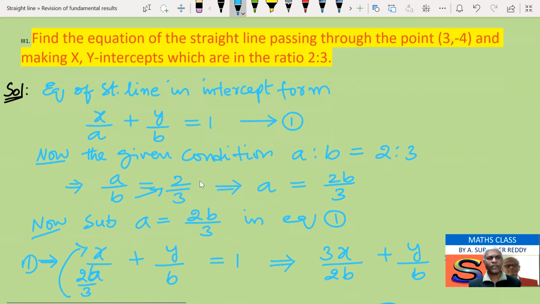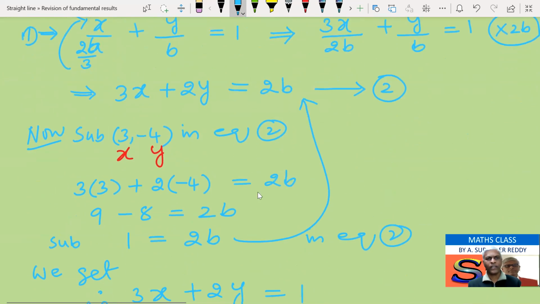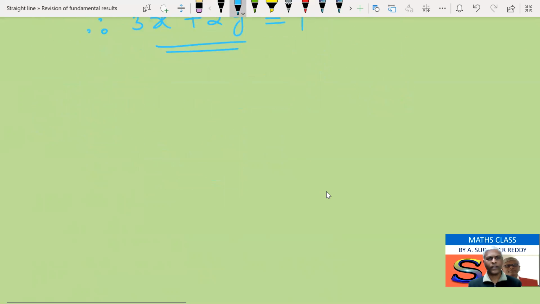So taking the intercept form x by a plus y by b, and given condition a is to b as 2:3, in place of a writing 2b by 3 and simplifying and substituting the point, we get 2b value, and resubstituting the 2b value, we get the required equation.